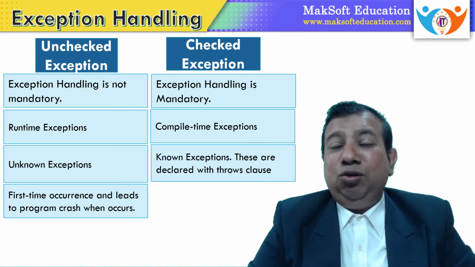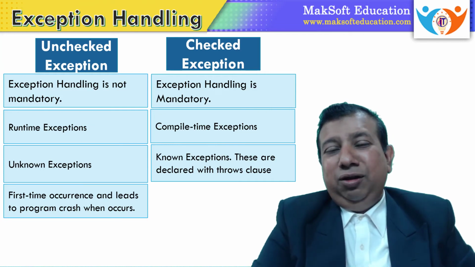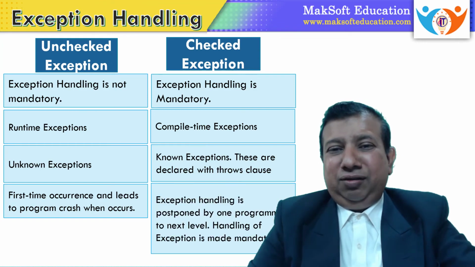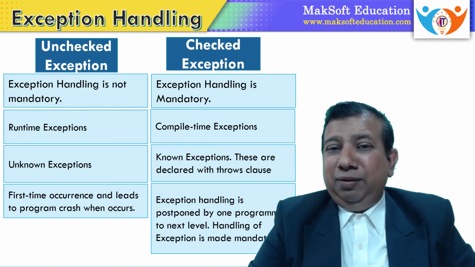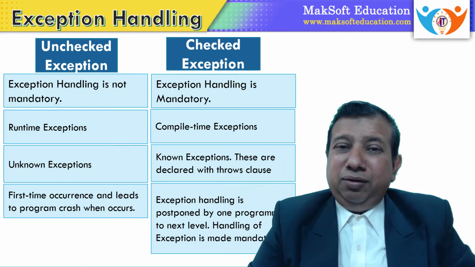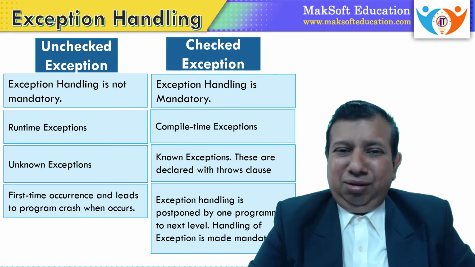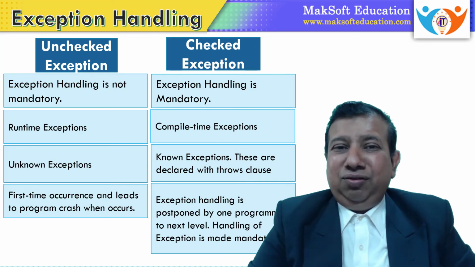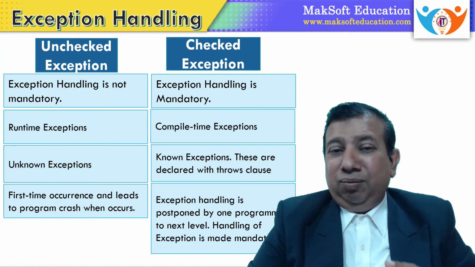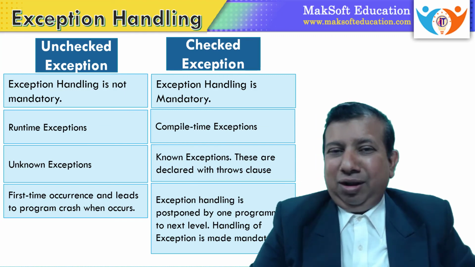When the program is executed first time, at that time exception occurs, and that occurrence leads to abnormal behavior of program. But in case of checked exceptions, exception handling is already postponed by first level of programmer, and therefore it is already known to first level programmer that these are possible exceptions at next level, and therefore handling of this exception becomes compulsory. So unchecked exception always occurs first time, and when it occurs, program gets crashed.